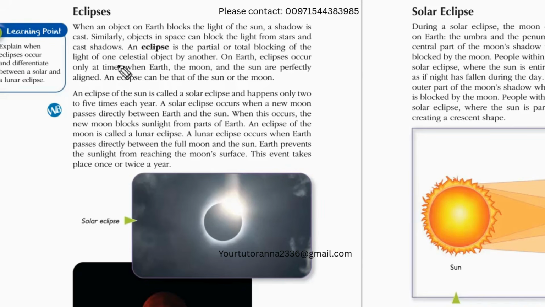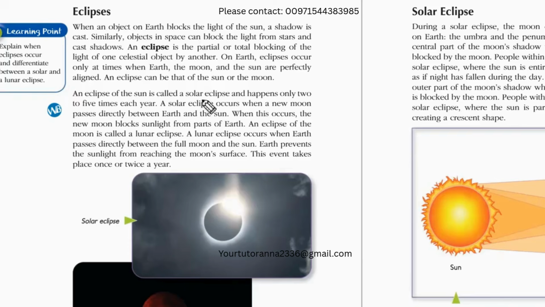On earth, eclipses occur only at times when the earth, moon, and sun are perfectly aligned. So remember, eclipses are only between these three things that we are concerned with: earth, moon, and sun. It means they're blocking each other's light. An eclipse can be that of the sun or the moon. So there are two types, the lunar and the solar eclipses.